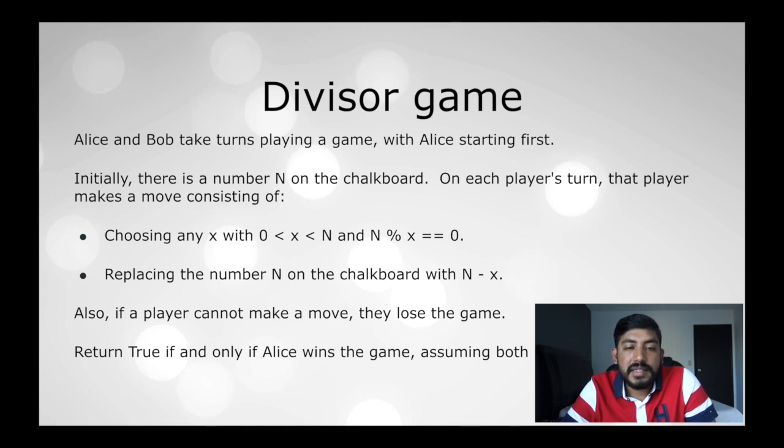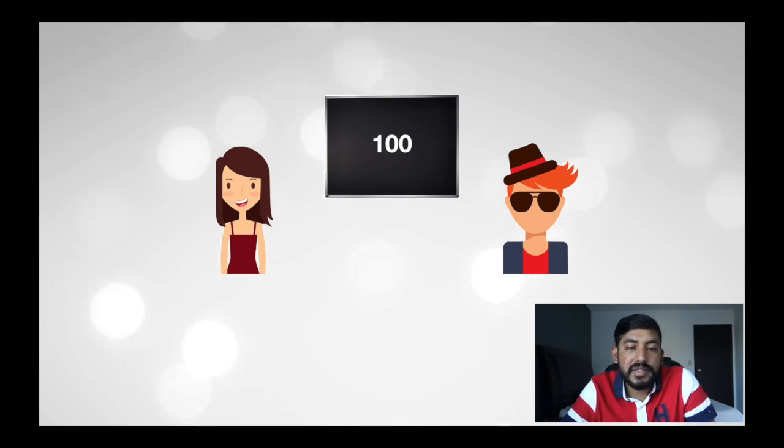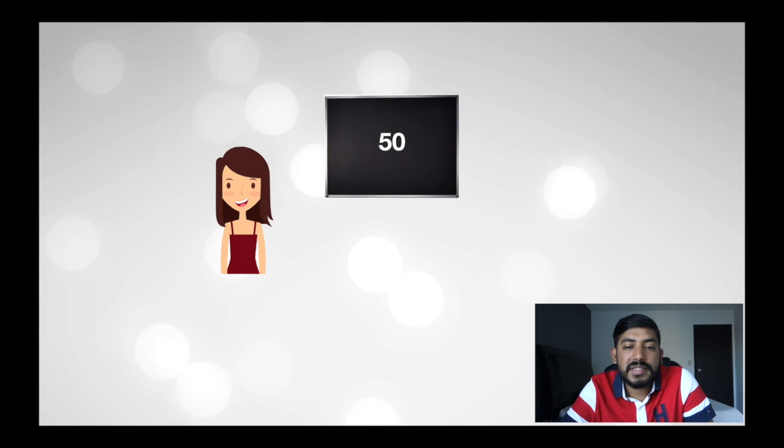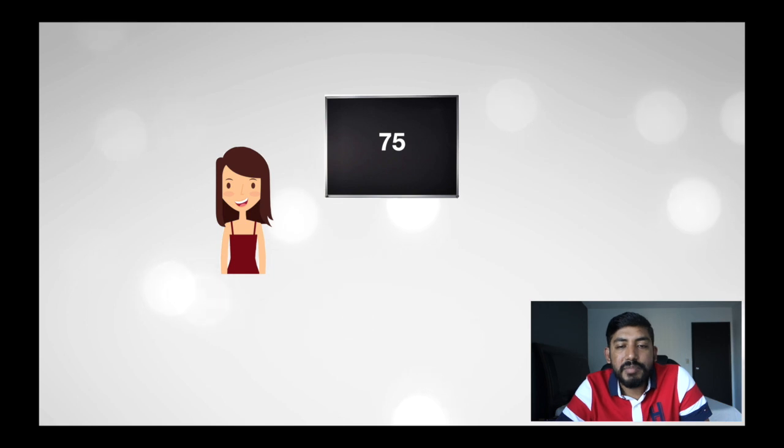For example, there is this number on the chalkboard, 100, and on the left is Alice and on the right is Bob, and Alice goes first. She has to take a number between 0 and 100 which is a factor. For example, 50 is a factor, 25. If she takes 50, then she has to subtract 50 from 100 and replace that number on the board. And then now it's Bob's turn. She can also choose 25, and if she chooses 25, then she replaces the number 100 by 75, that is 100 minus 25, and then Bob gets 75, and now it's Bob's turn.